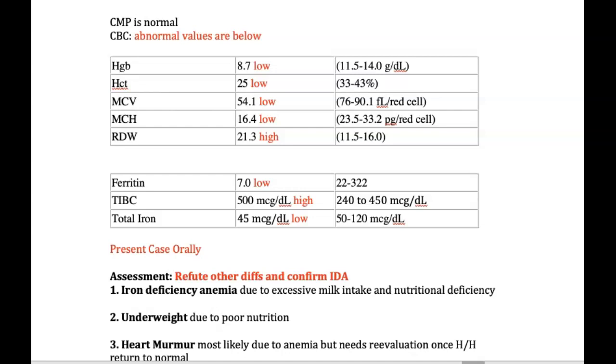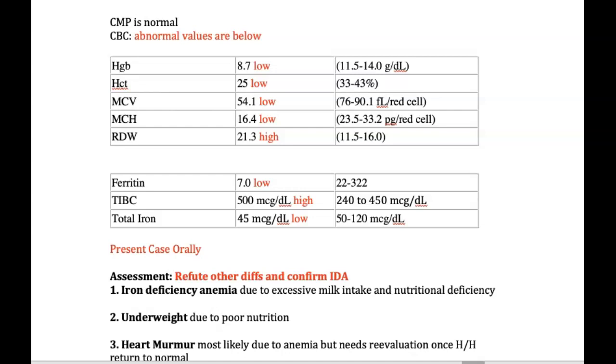He had a hemoglobin that was low at 8.7, hematocrit low at 25. The MCV is low at 54.1. So we have a microcytic anemia. The MCH is low at 16.4. The RDW is high at 21.3.